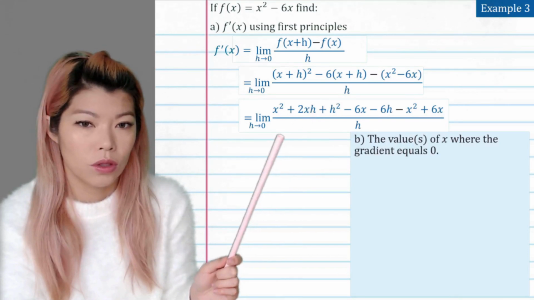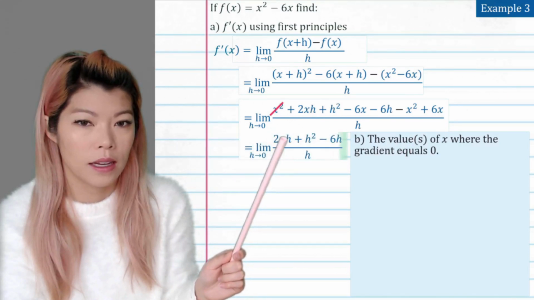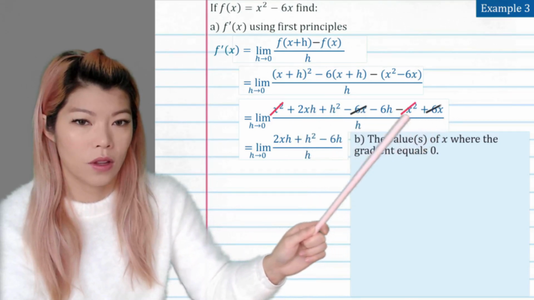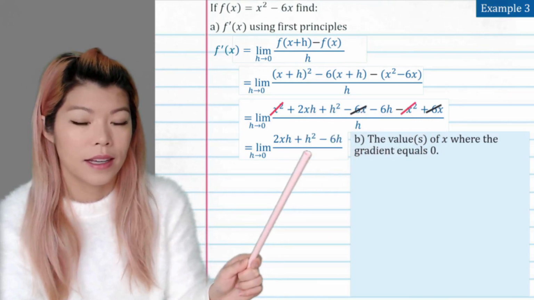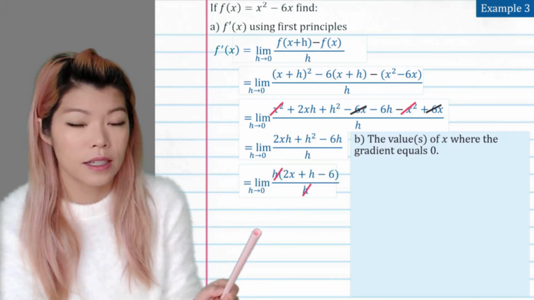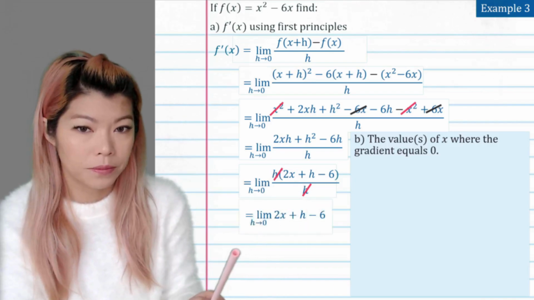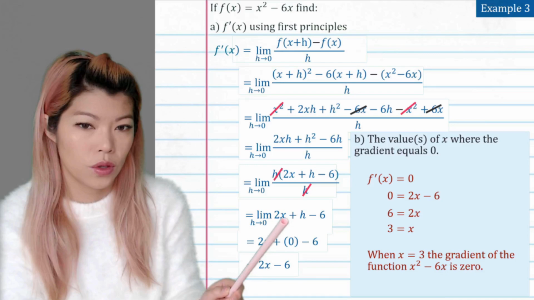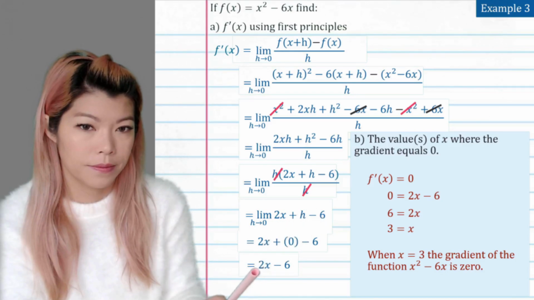Now what do we do? We cancel out what we can. So the x squared terms cancel out and the 6x cancel out, and we're left with that. And then what do we do? We take the h out so we can cancel out those two factors. Then sub in h. So we sub in h is 0. So we're left with just the 2x minus 6.